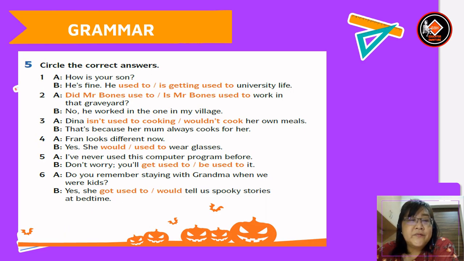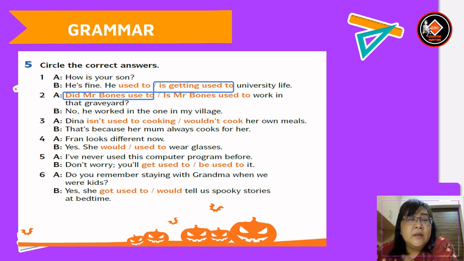Now for exercise 5, circle the correct answers. So here we have dialogues or conversations A and B. So let's look at number 1. A, how is your son? B, he's fine. He is getting used to university life. Number 2, A, did Mr. Bones used to work in that graveyard? B, no, he worked in the one in my village.